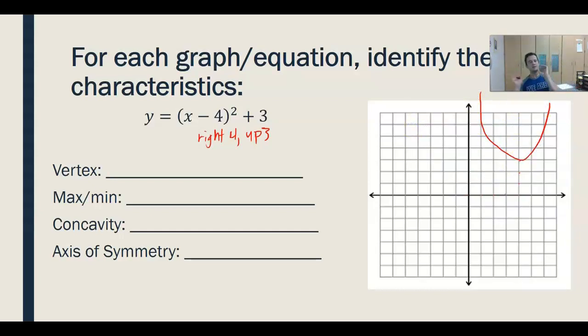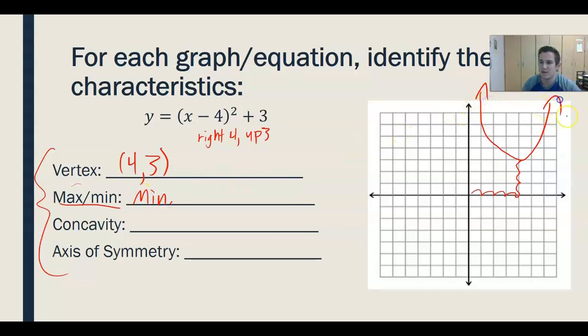Again, this is a rough sketch, but that's going to be enough to identify the characteristics here that I want you to identify. The vertex of this parabola, or this quadratic function, is what? Well, I went to the right 4 and up 3, so my vertex is going to be at 4, 3. 4 in the x direction, 3 in the y direction. Is that vertex a maximum or a minimum? Well, it's a little valley. It's at the bottom. That vertex is at the bottom, so this is going to be a minimum.